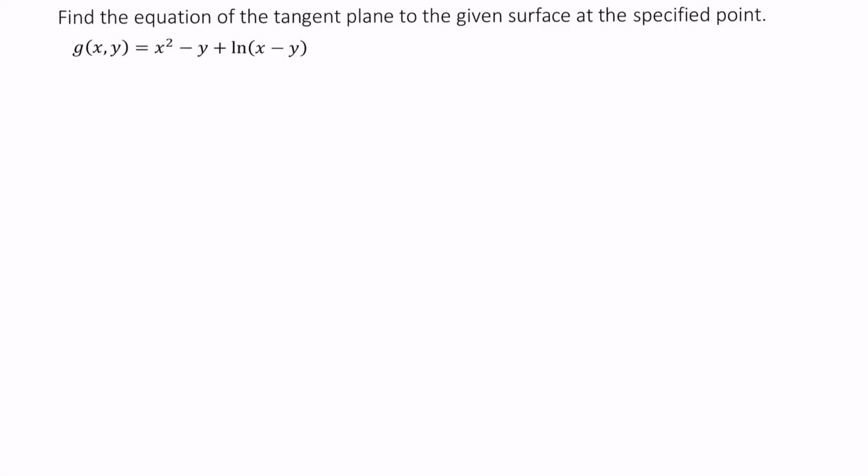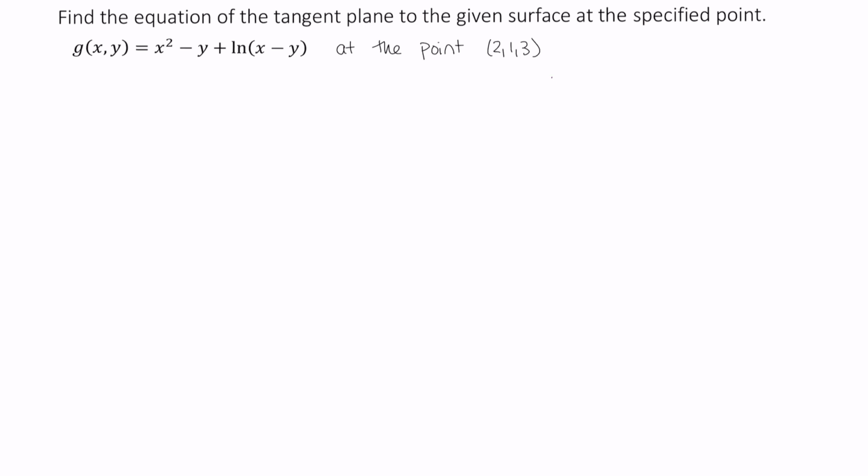Welcome. In this video, I will go over how to find the equation of a plane tangent to a surface at a specified point. Namely, here's this function g, given by x squared minus y plus ln of x minus y. And then, of course, I forgot to write down the point, at least type it up, but I have it in my notes, the intended point. So we're going to do this at the point (2, 1, 3), so at this ordered triple here.